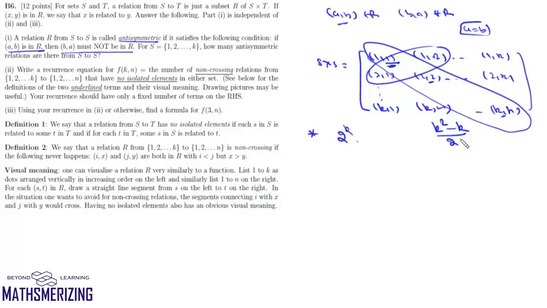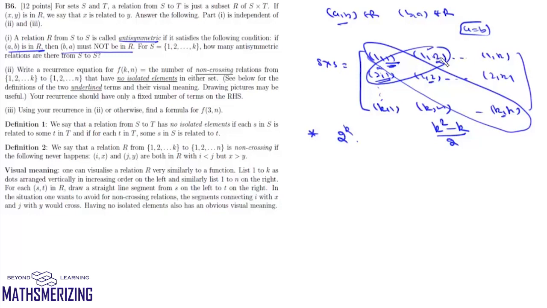Now if the relation is antisymmetric, then there are three possibilities. Either (2,1) is present and (1,2) is not present, or (1,2) is present and (2,1) is not present, or both of them are not present. So that means both of them cannot occur together.